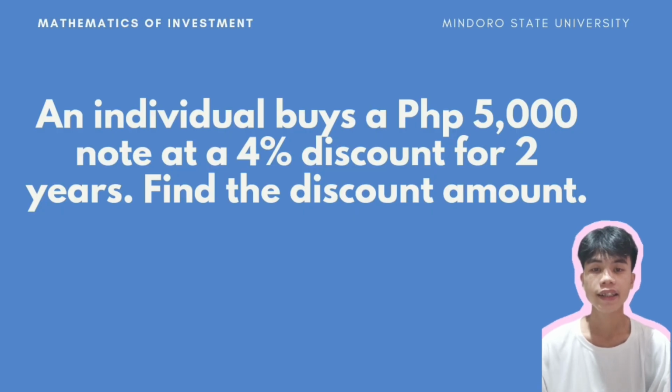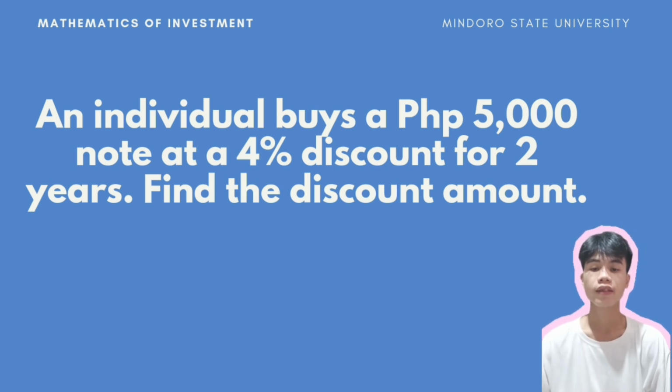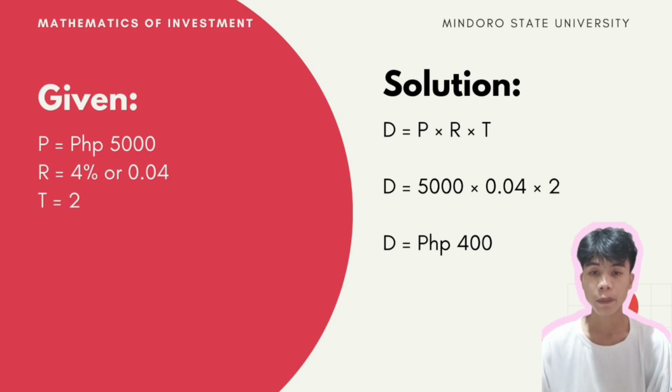Here is another example. An individual buys a 5,000 note at a discount of 4% for 2 years. Find the discount amount. Let's repeat the process where we need to substitute the given to the formula. Then the equation will be D is equal to 5,000 times 0.04 times 2. Then D is equal to 400 pesos.